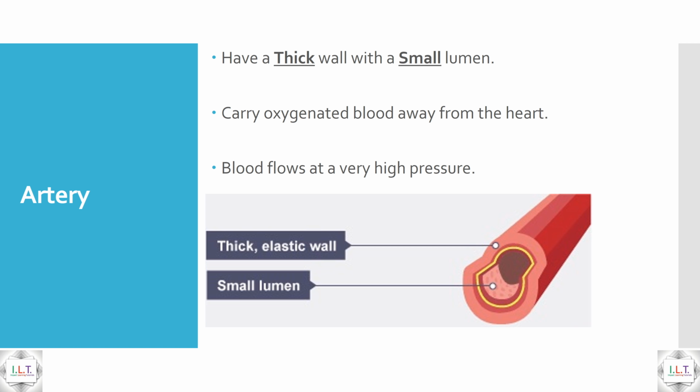So arteries have a thick wall with a small lumen, and they carry oxygenated blood away from the heart. And the blood in an artery flows at a very high pressure. So if you have a look at the bottom of the page, you can see a diagram of what an artery would look like, with a thick elastic wall along with a small lumen.